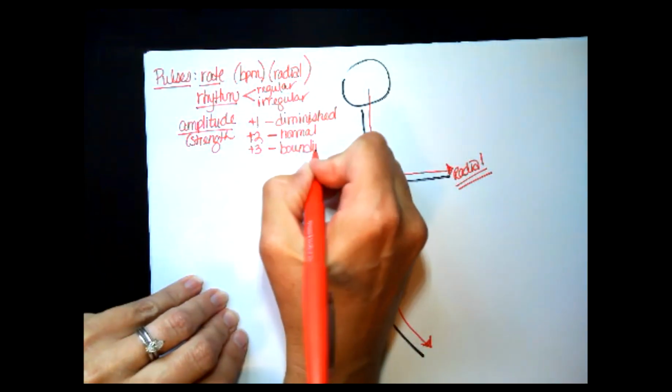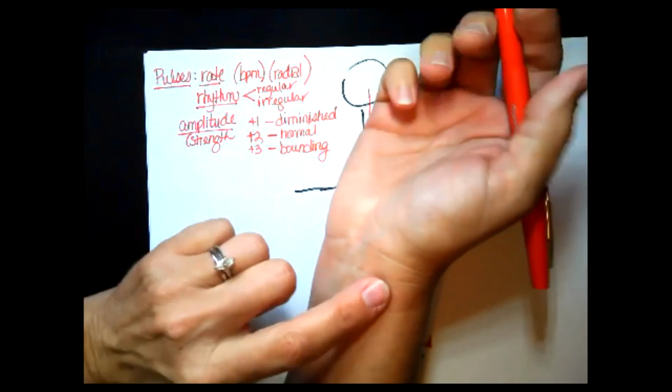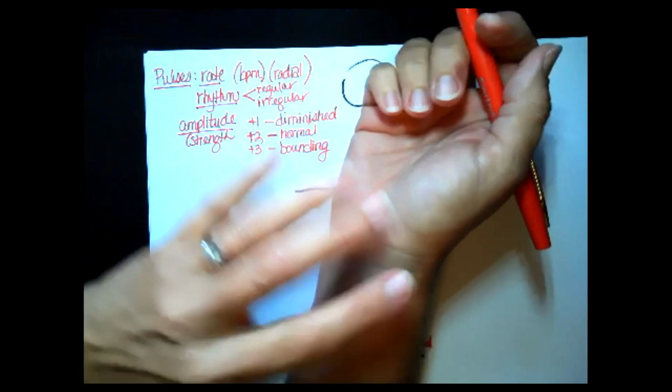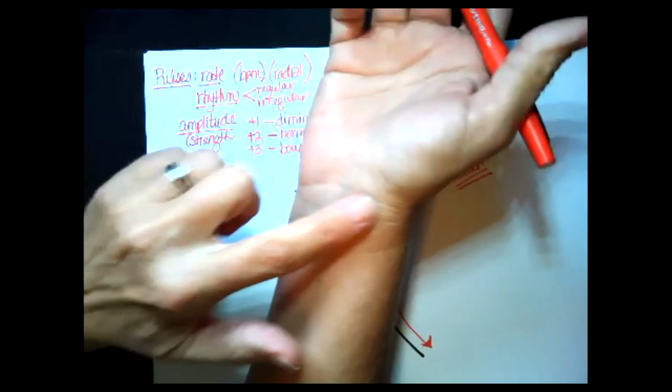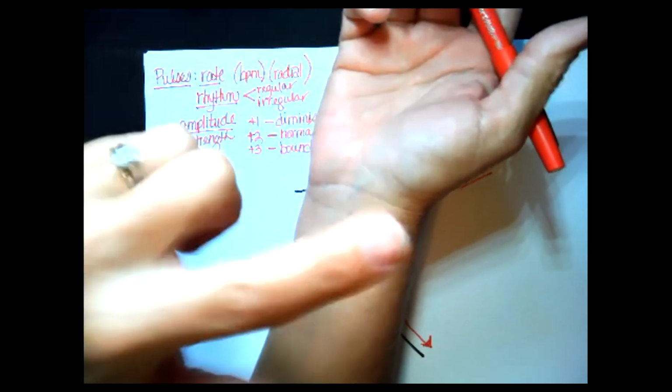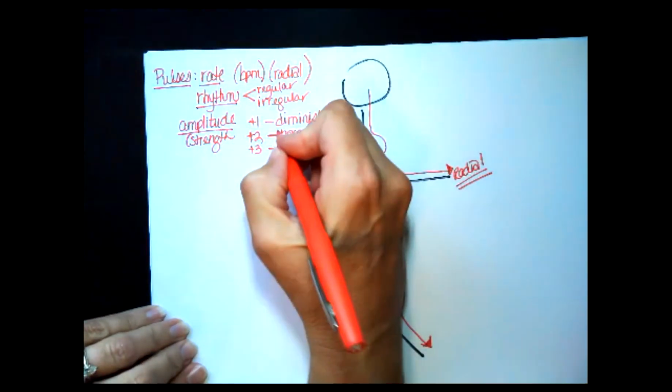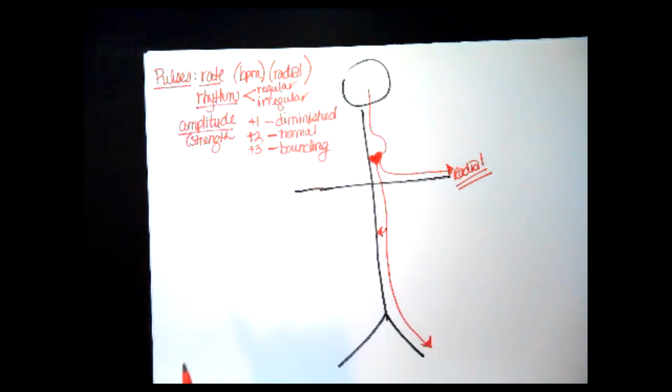And that means that they have so much fluid on board. Maybe they ate a bag of potato chips last night and chased it with a gallon of water. So they've got all these big arteries and veins, and it's just pounding, and you really feel it just pounding, pounding, pounding, much stronger than you would anticipate. That would be considered a +3 pulse.